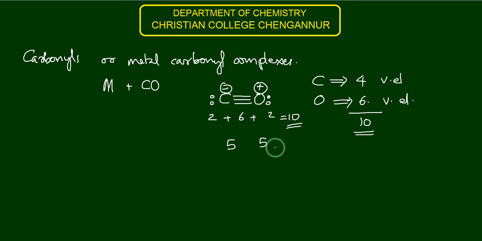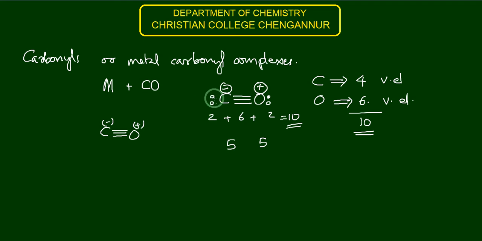If we write the structure with the formal charges, we can write it as carbon triple bond oxygen, with positive and negative charges. Here you can see that the carbon bears an unshared pair of electrons, and at the same time carbon has a formal negative charge. Therefore, this unshared pair of electrons is ready to be donated.